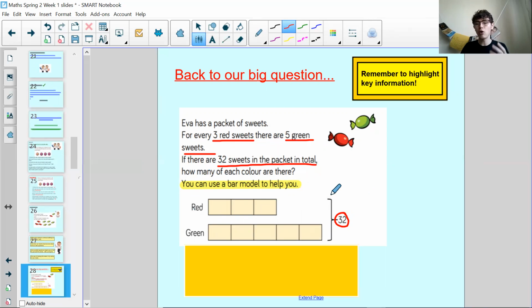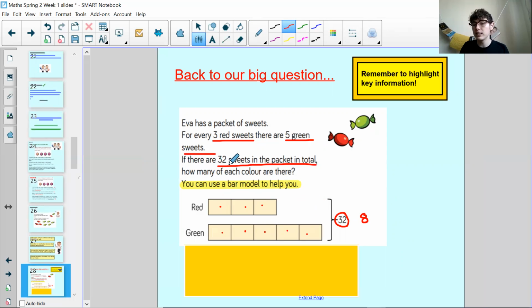Okay, so we've got our bar model in front of us here, and what we're able to do is count up how many parts there are overall over these two. So we've got 1, 2, 3 red sweets, 4, 5, 6, 7, 8. So we've got 8 sweets in total. I'm going to put my 8 right here.